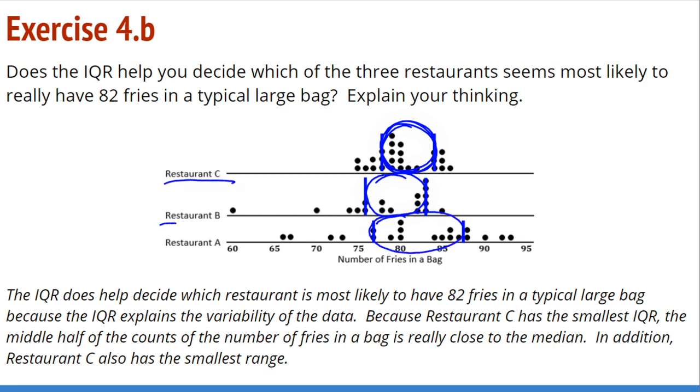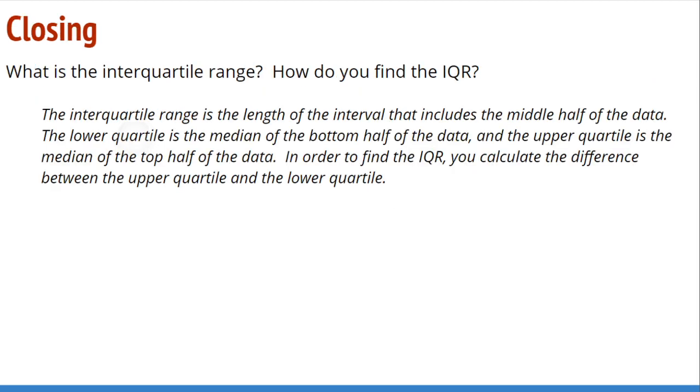Restaurants C and B, their interquartile ranges are pretty close to each other. Restaurant A is very much more spread out. So looking at the interquartile range helps us see the variability of the middle half. How spread out is the middle of the data? That's what the interquartile range tells us. The less spread out the middle of the data is, the less variability, the more descriptive our measure of center is.